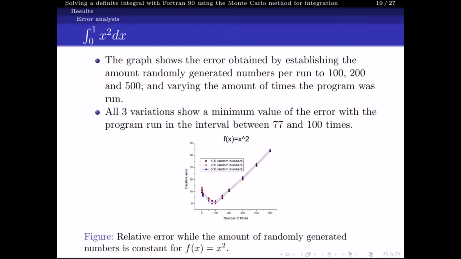The second analysis of x squared was completed by establishing the amount of randomly generated numbers per run to 100, 200, and 500, and varying the amount of times the program was run. By looking at the figure, we can say that all three variations show a minimum value of the error with the program run in the interval between 77 and 100 times.